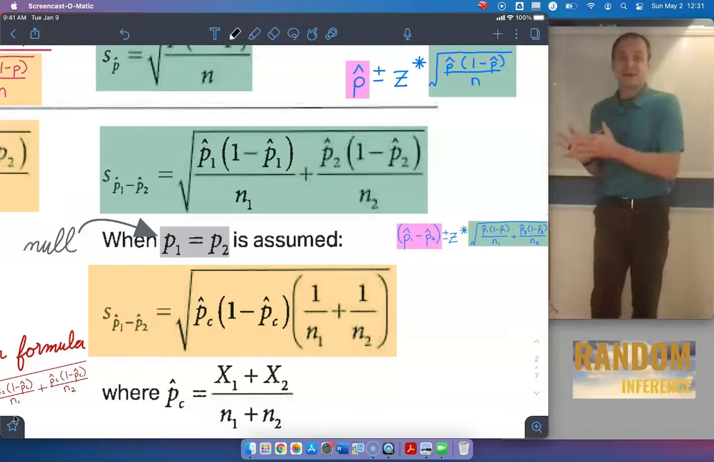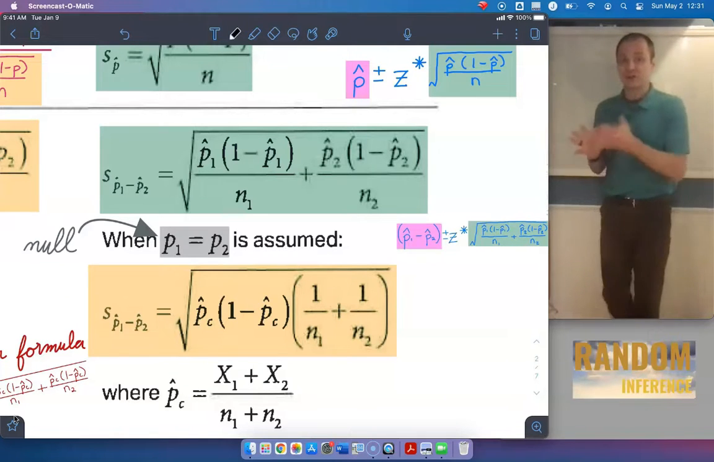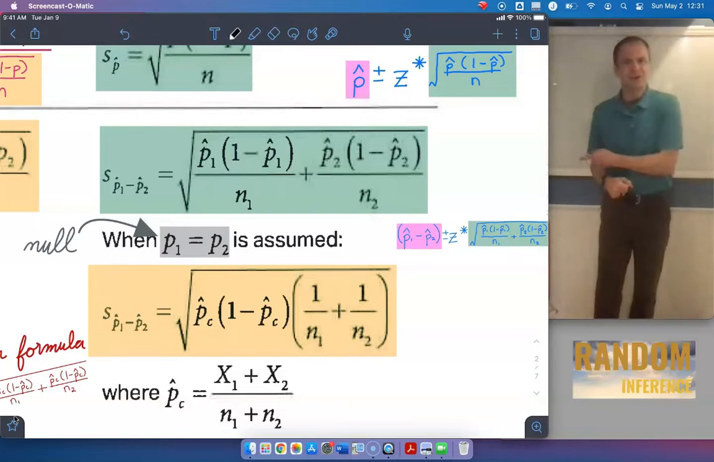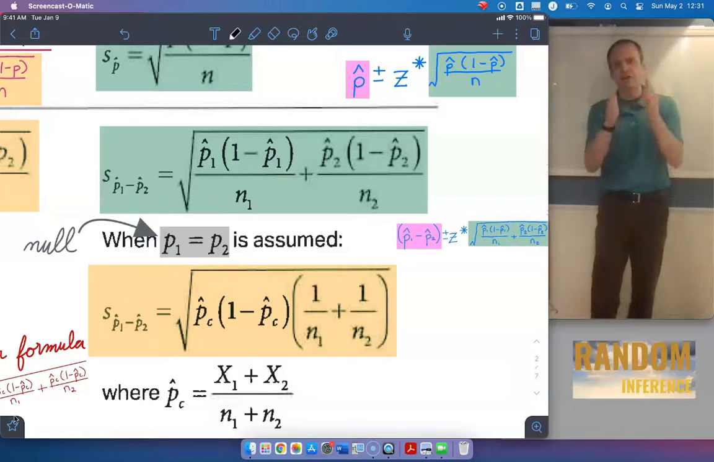This is the other one. So here's the big issue for proportions. When do I use p hat sub c? And when do I not use p hat sub c? Well, it tells you when p1 equals p2 is assumed. So when you're doing a significance test, use that formula. If you're dealing with the confidence interval, use that formula.